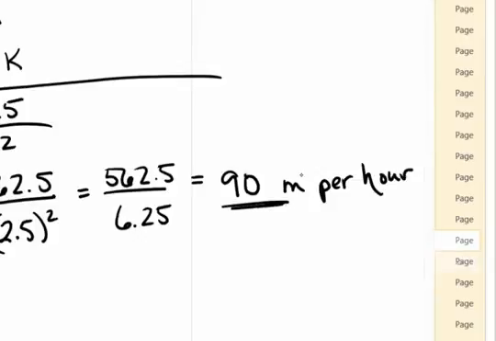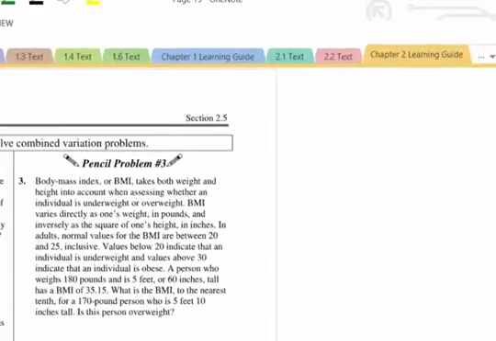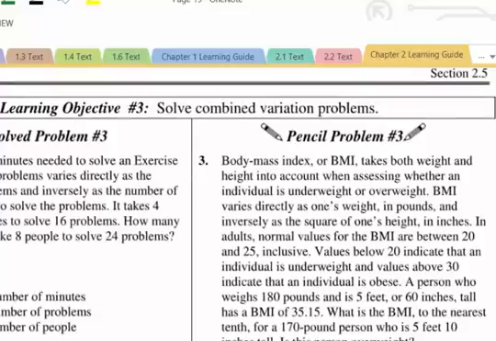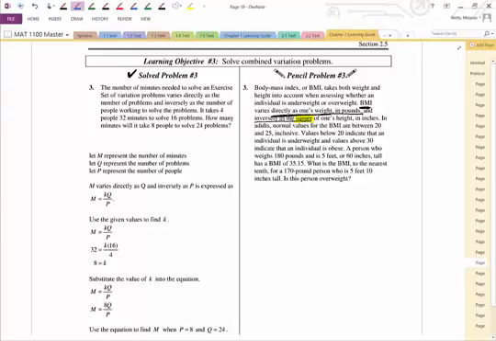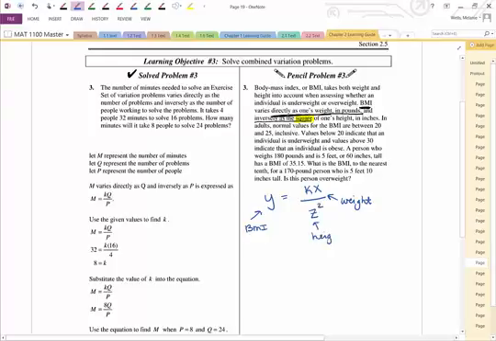Okay. And then lastly, number 3, BMI takes both weight and height into account when assessing whether an individual is underweight or overweight. BMI varies directly as one's weight in pounds and inversely as the square of one's height in inches. Let's go ahead and get that part down, and then we'll come back and read the rest. I've got the BMI, so we have Y, where Y is going to be the BMI, varies directly with one's weight in pounds, so we'll let that be X, and inversely as the square of one's height. So the Z will be the height. And if you want to use variables like a B and a W and an H, that's fine too.